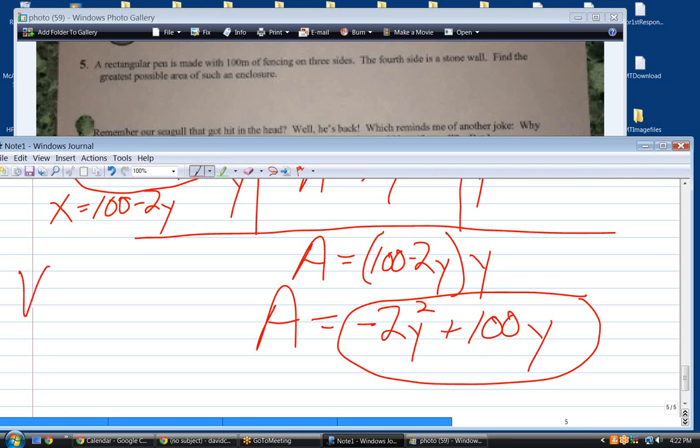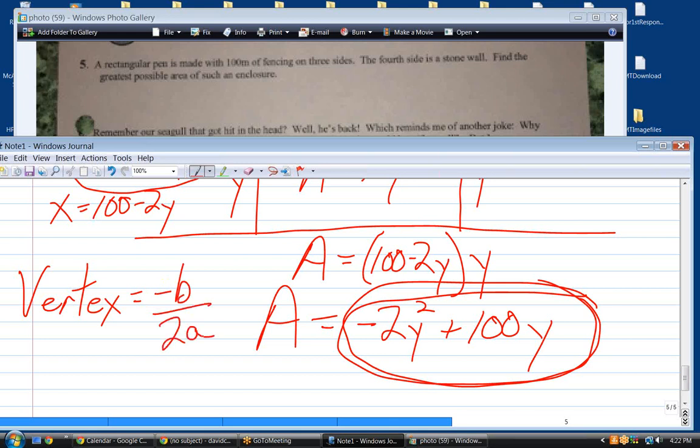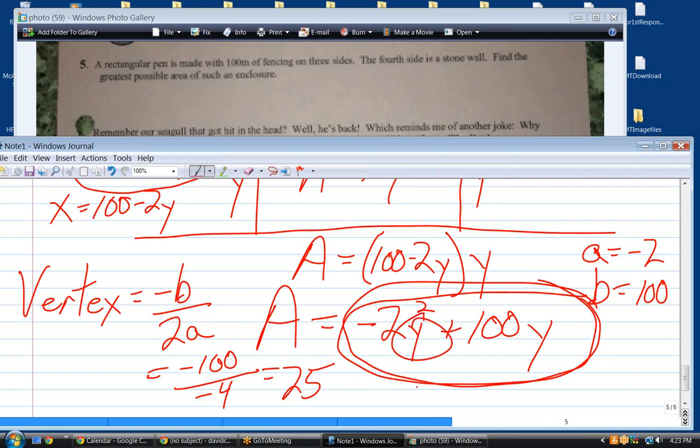So where's the vertex? Vertex of what? Of this quadratic. The vertex is minus b over 2a. What is a in our case? a is negative 2, and b is 100. So minus 100 over 2 times minus 2, minus 4. So, 25. That is the y coordinate of the vertex.